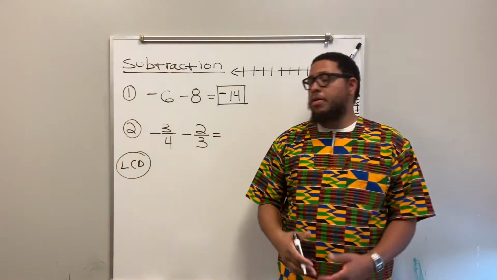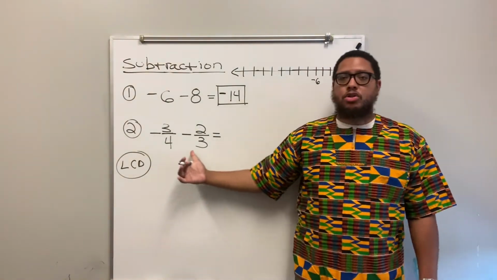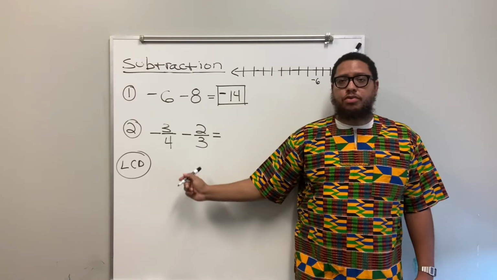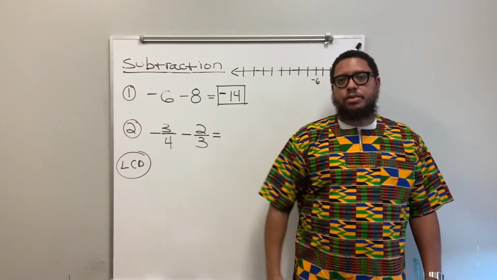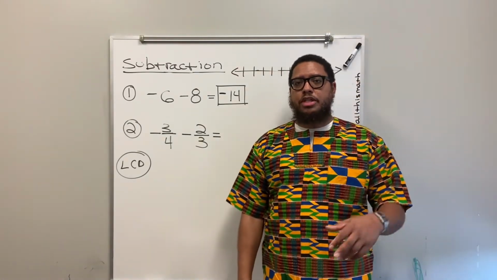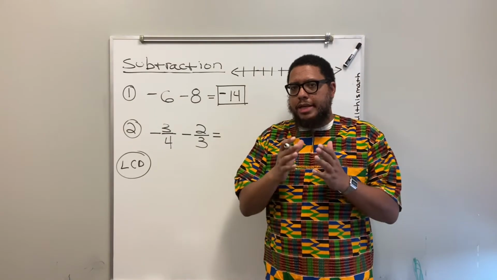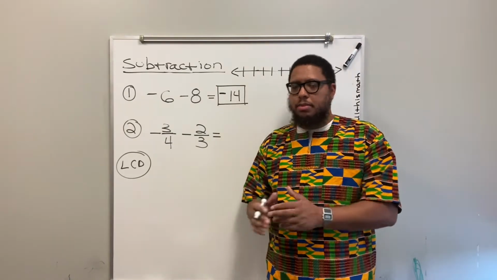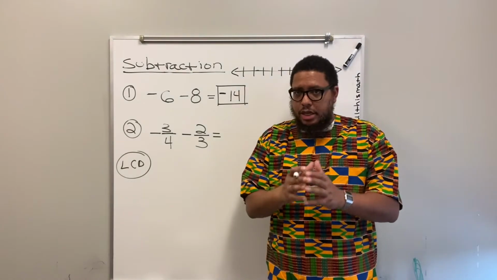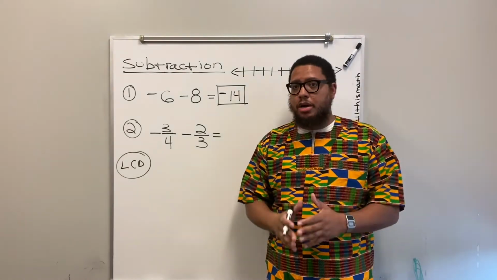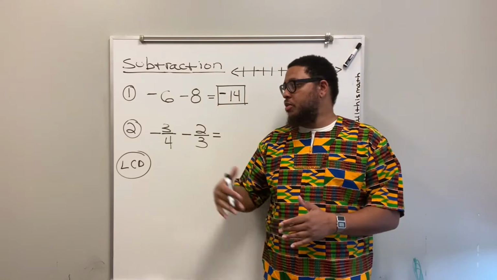So ask yourself, what is the smallest multiple that 4 and 3 share? It's 12, because 4 times 3 is 12 and 3 times 4 is 12. So 12 is the smallest number that is a multiple of both of those numbers.